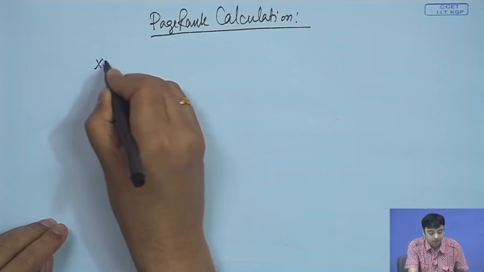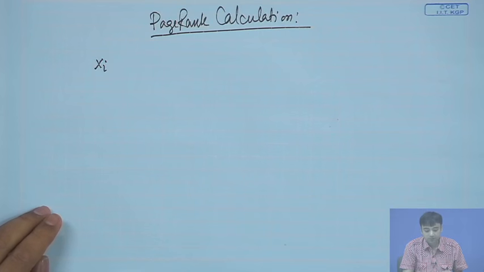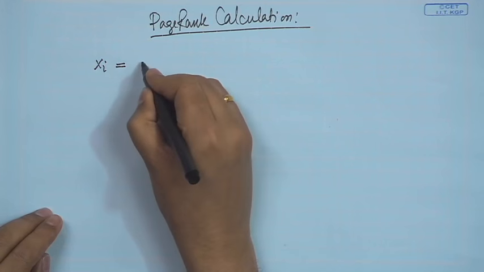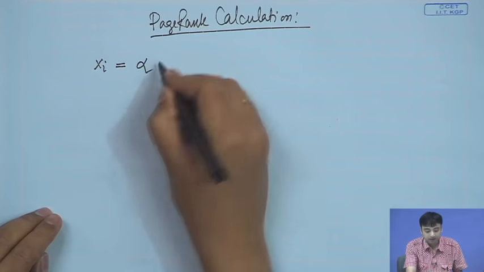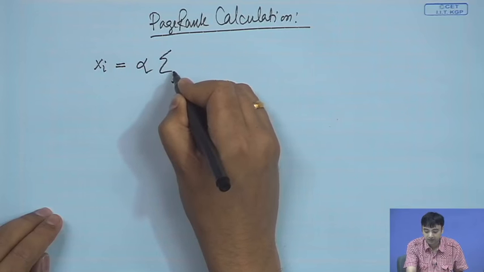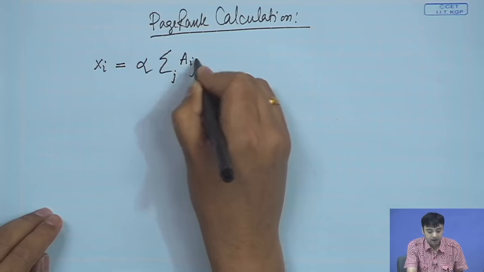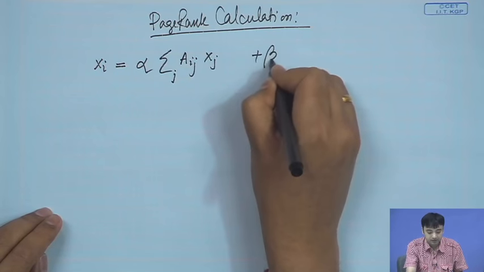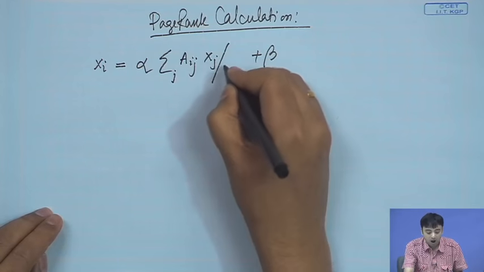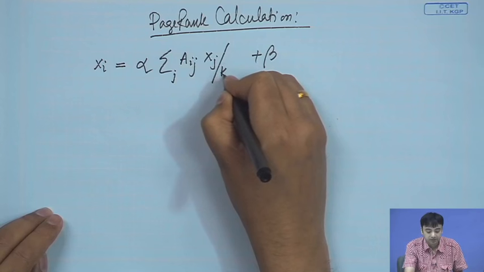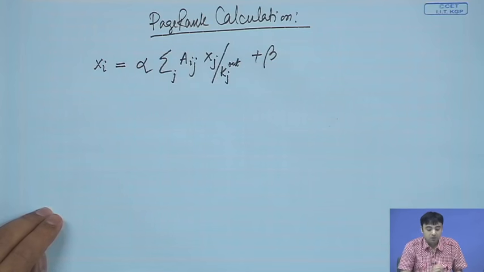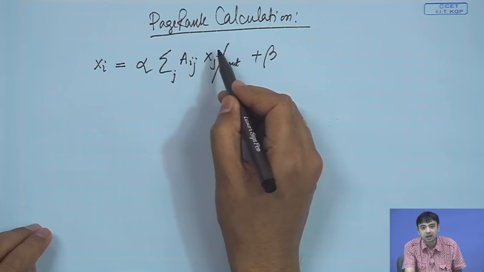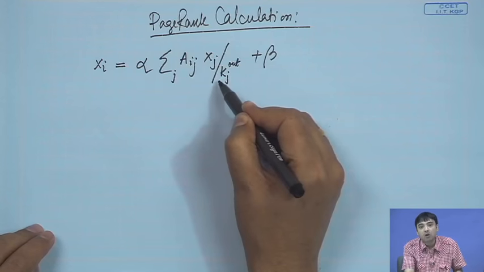Again you have say the popularity of a particular node being expressed by xi. Then you can write xi is equal to alpha, the same type of expression that we have already written, sum of aij xj, plus beta, but there is only one small difference from the Katz centrality, in that you now divide the popularity of the node xj by the total out degree of xj.